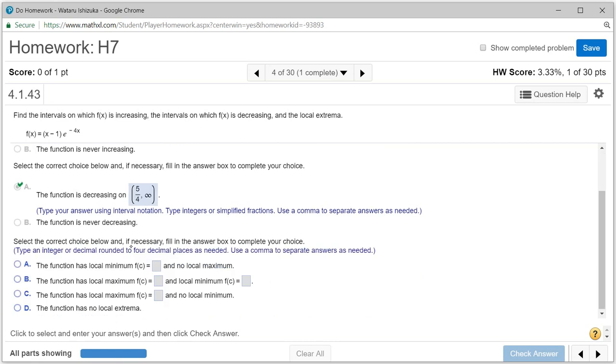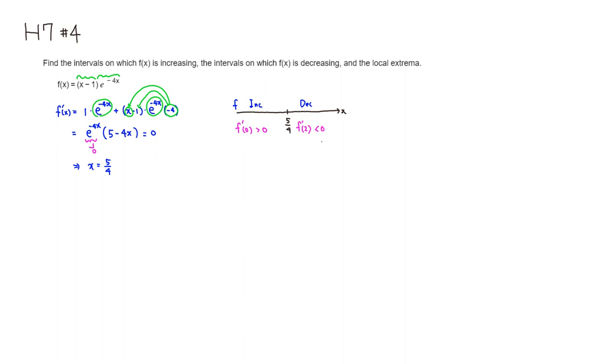Now the function is increasing turning into decreasing, so therefore we're going to have a local maximum at 5 over 4. So no minimum, only a maximum here. So we have to find f of c, where c in this case is 5 over 4. So what is f of 5 quarters?